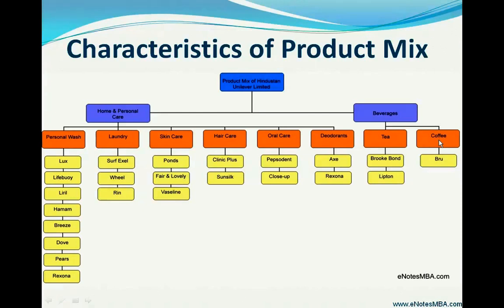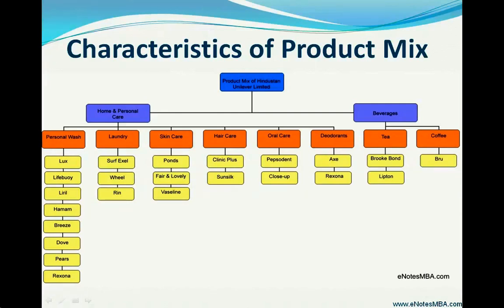The length of an organization's product mix pertains to the total number of products or items in the product mix. In the given diagram of Hindustan Unilever Limited product mix, there are 23 products, hence the length of product mix is 23.